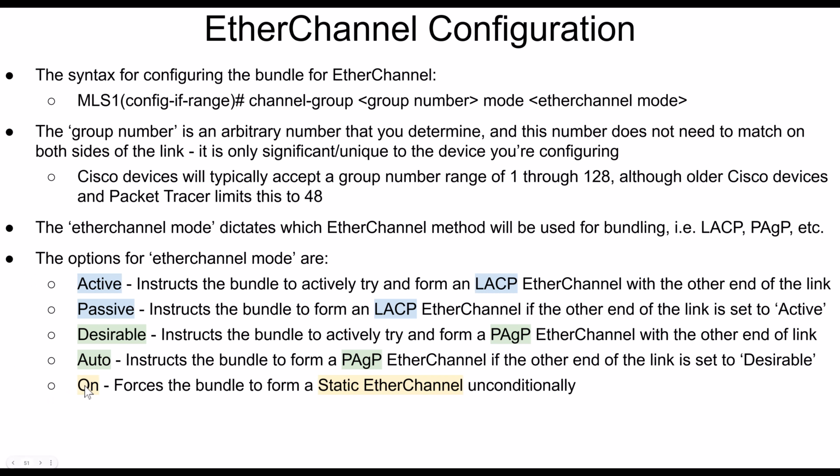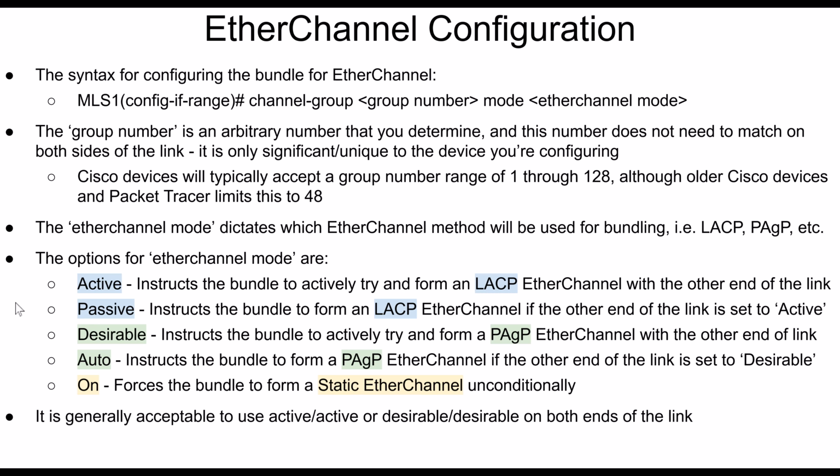On. This forces the bundle to form a static EtherChannel unconditionally. Okay, and that's it. There's no active, passive, desirable, auto. It's just on. There's no negotiation, and the other end of the link better be on. It is generally acceptable to use active or desirable on both ends of the link.